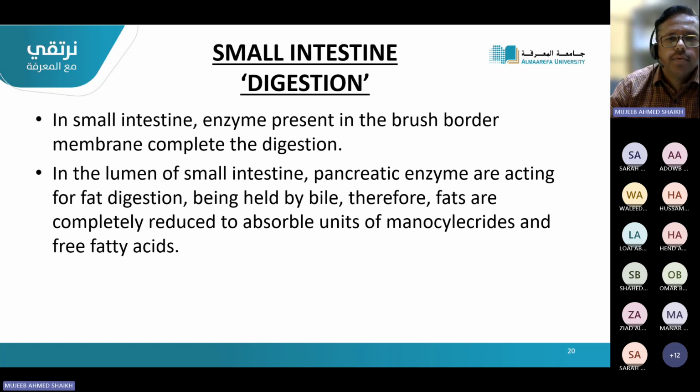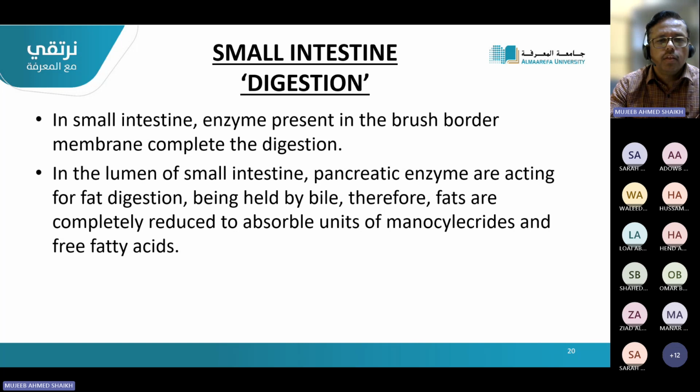As I already described, where the enzymes are present for digestion of carbohydrate and protein. Digestion of carbohydrate and protein is done through the enzymes present on the brush border rather than within the lumen or within the succus entericus. Suppose this is a small intestine and it is thrown into folds. And this is the lumen.